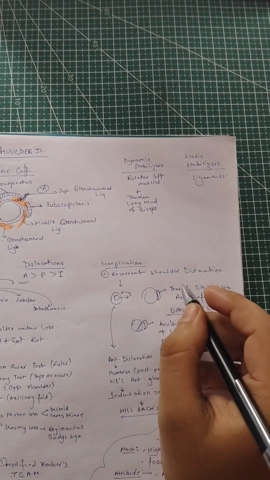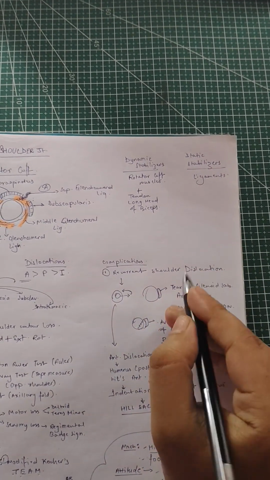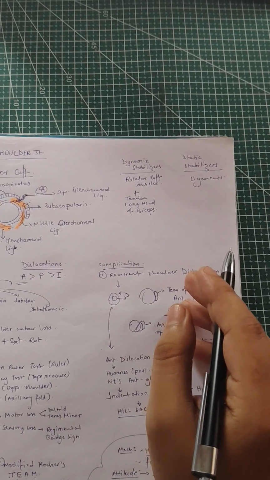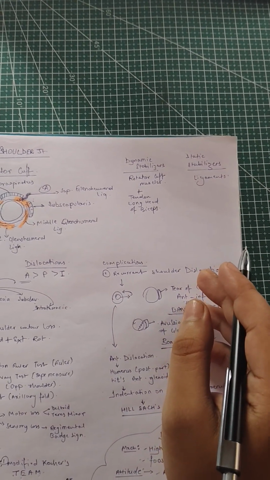Now talking about the very important part, which is the complications arising out of these. Recurrent shoulder dislocation is something very common, and that is something that happened with Rohit Sharma, because of which he is able to do Kocher's on himself, because he has had a previous situation as such.